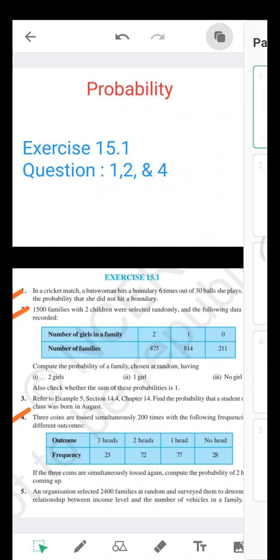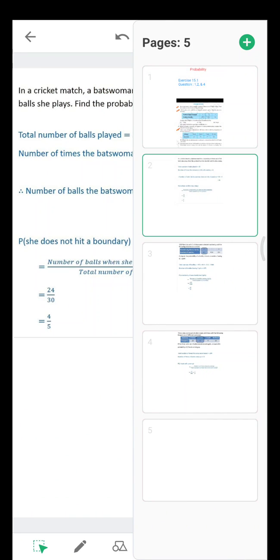Welcome back everyone. In today's session we are going to see probability exercise 15.1, questions number 1, 2 and 4. So these are the three questions from your textbook which we are going to see now. Let's go to the first question.